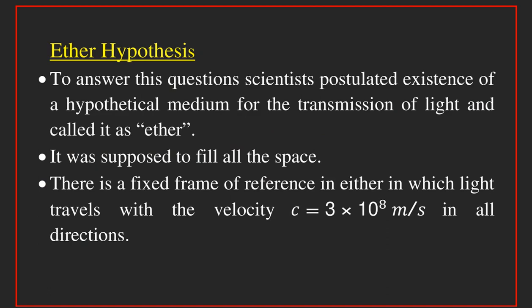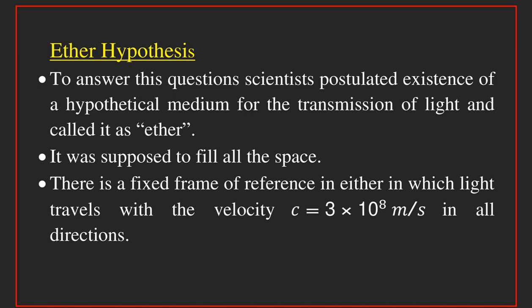Then there was the ether hypothesis. Actually, the ether hypothesis was present even before the publication of Maxwell's electromagnetic theory, so after the publication of Maxwell's electromagnetic theory, it became more predominant. This hypothesis was to answer the above questions, that is, with respect to which the velocity of light is measured and which medium helps the light to travel in vacuum.